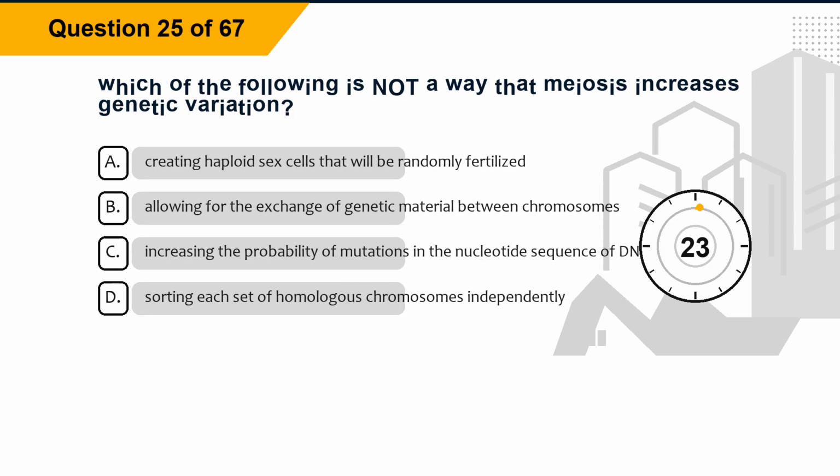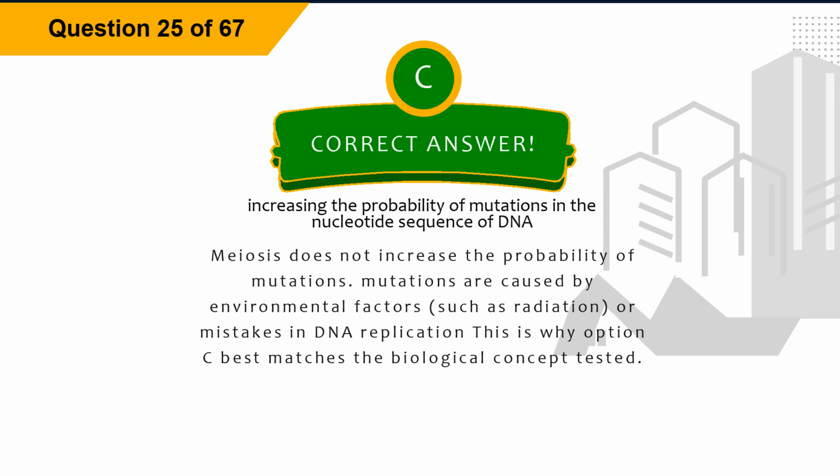Question 25. Which of the following is not a way that meiosis increases genetic variation? Option A. Creating haploid sex cells that will be randomly fertilized. Option B. Allowing for the exchange of genetic material between chromosomes. Option C. Increasing the probability of mutations in the nucleotide sequence of DNA. Option D. Sorting each set of homologous chromosomes independently. The correct answer is option C.